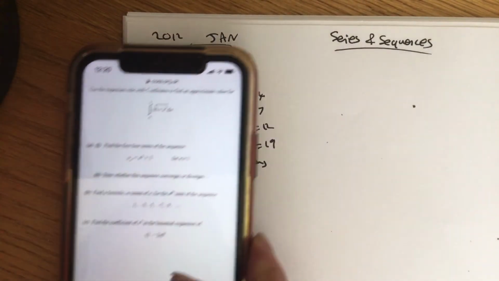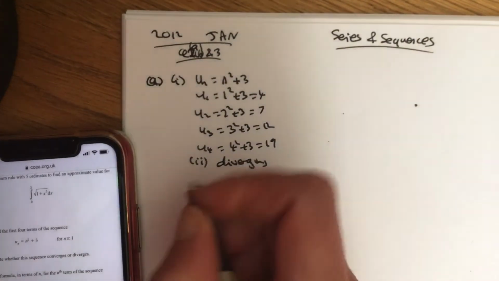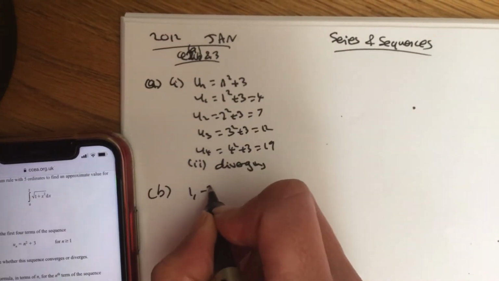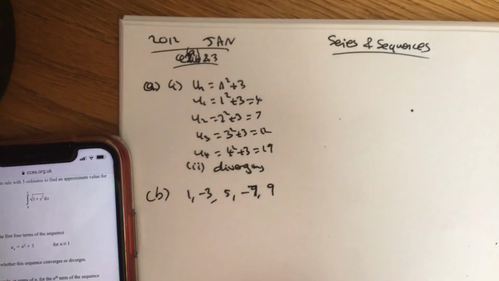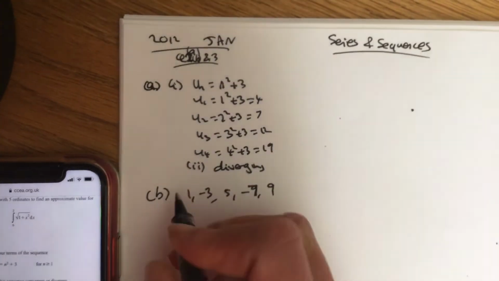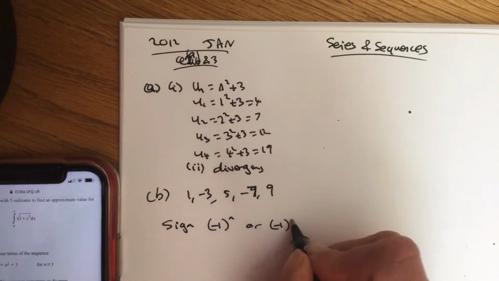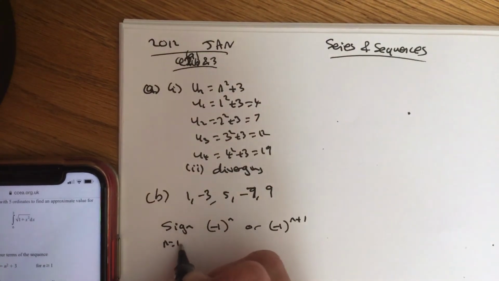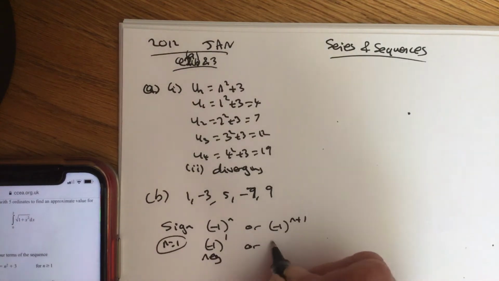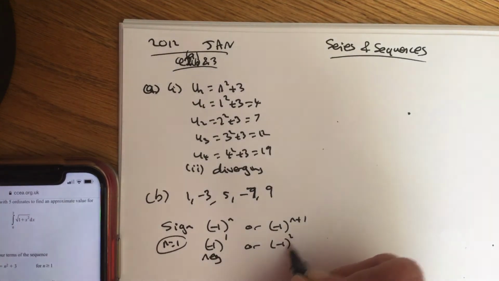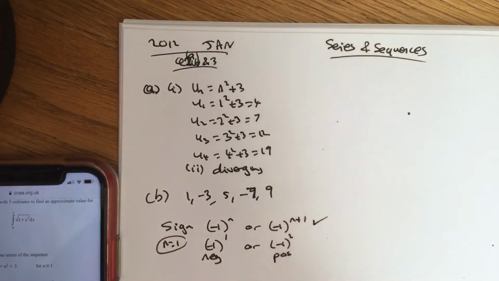Part B, find a formula for the nth term of that sequence. So first of all, I will write out the sequence: 1, minus 3, 5, minus 7, and 9. First of all, you've got an alternating sign, so you've got two choices here, minus 1 to the n or minus 1 to the n plus 1. When n is 1, as in the first term, minus 1 to the n would give me a negative. Putting n to be 1 in minus 1 to the n plus 1, minus 1 squared is positive. My first term is positive, so I'm going to choose this one.